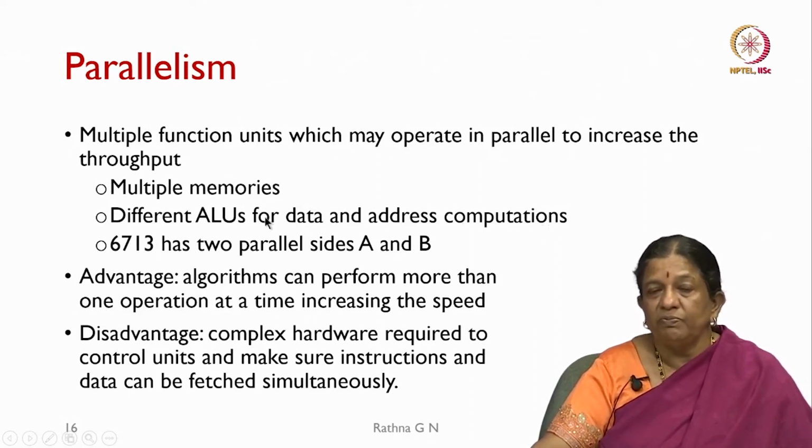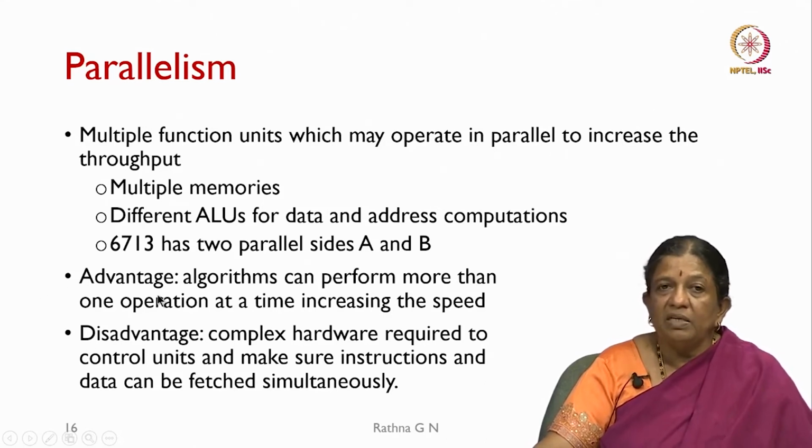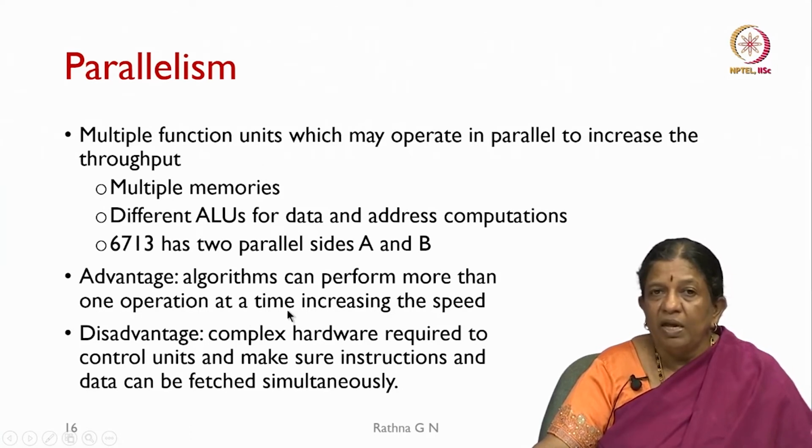differently for these. As an example, the DSK board we are using in this course, DSK 6713, has two parallel sides, which we call A and B, which have 4 functional units on both sides. That means 2 CPUs are going to run in parallel. So, the advantage of using this parallelism is that algorithms can perform more than one operation at a time; that is how we can increase the speed.